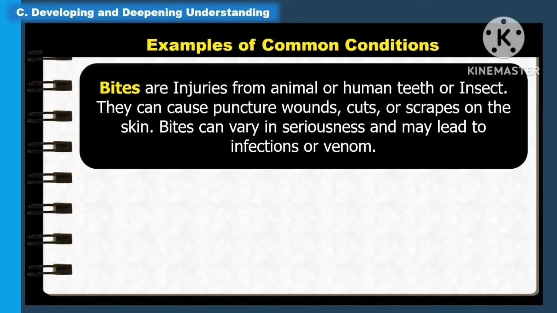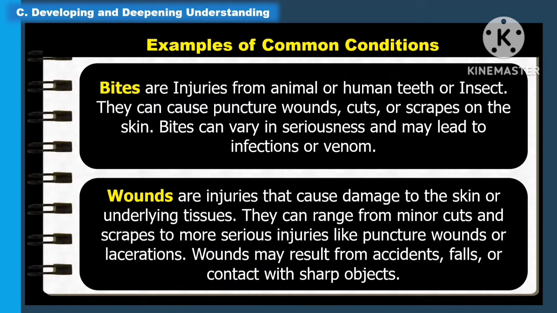The following are the examples of common conditions. So the first one is the bites. Bites are injuries from animals or human teeth or insects. So they can cause puncture wounds, cuts, or scrapes on the skin. Bites can vary in seriousness and may lead to infections or venom.